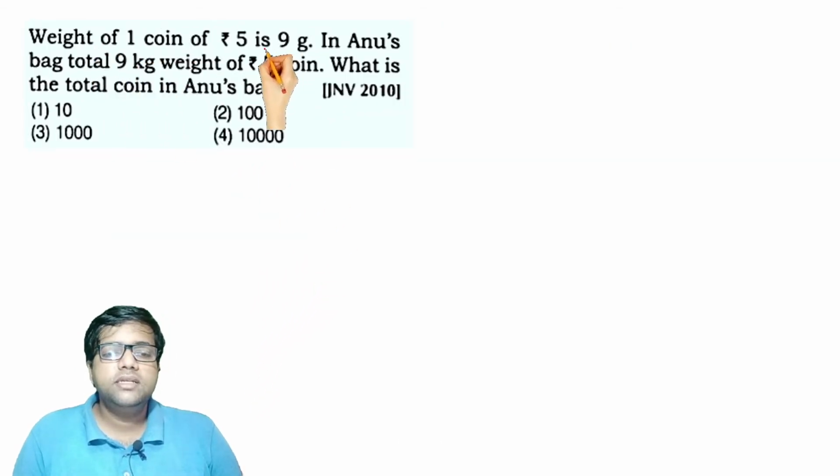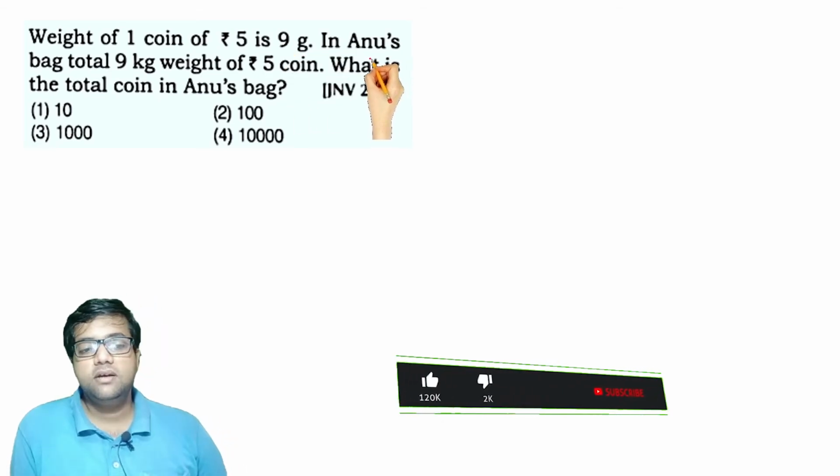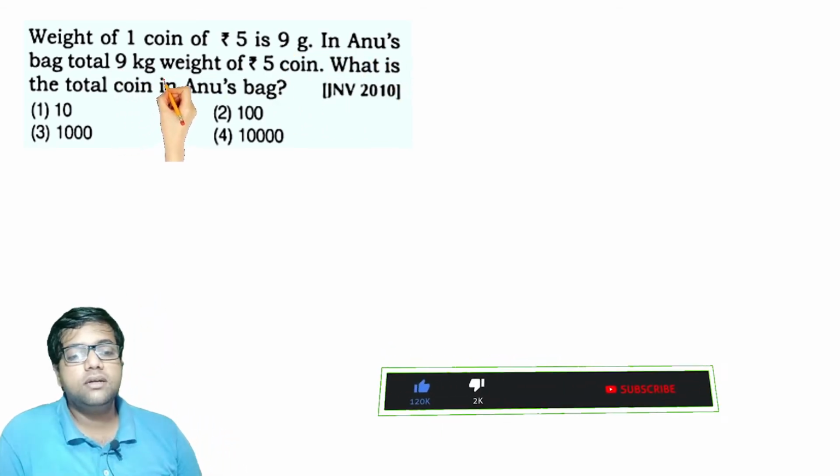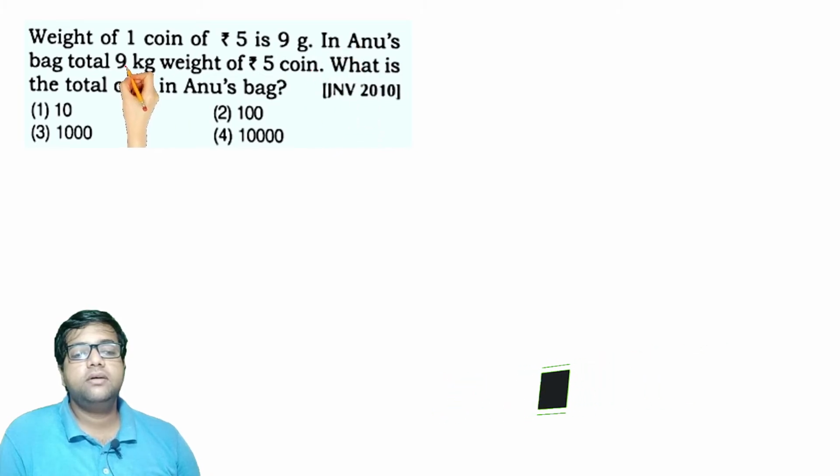The weight of one 5 rupees coin is 9 grams. If Anu's bag has a total weight of 9 kg of 5 rupees coins, what is the total number of coins in Anu's bag?